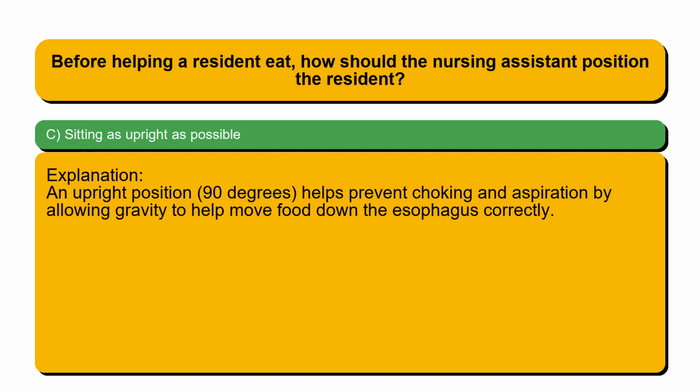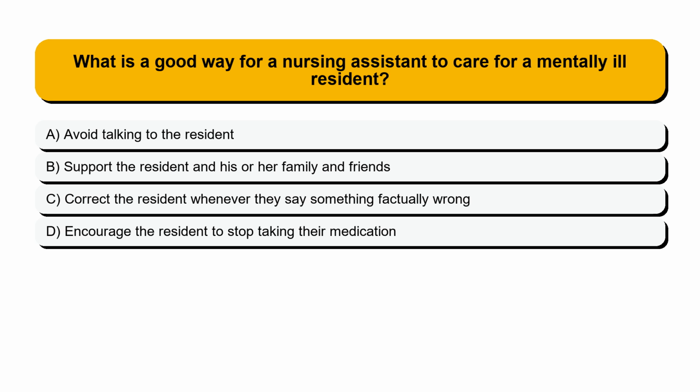An upright position, 90 degrees, helps prevent choking and aspiration by allowing gravity to help move food down the esophagus correctly. Question 59. What is a good way for a nursing assistant to care for a mentally ill resident?